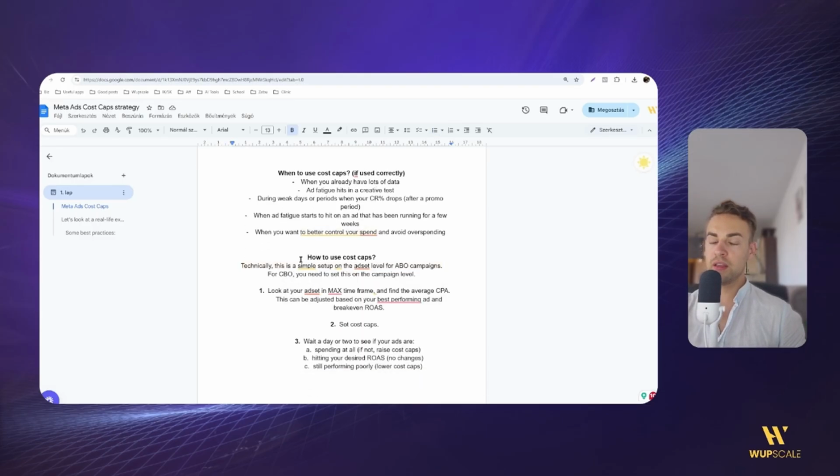So technically, it's super easy to add cost caps. You just need to add it on the ad set level for ABO campaigns. And if you have a CBO campaign, which means campaign budget optimization, you need to set it on the campaign level. So let me actually show this.